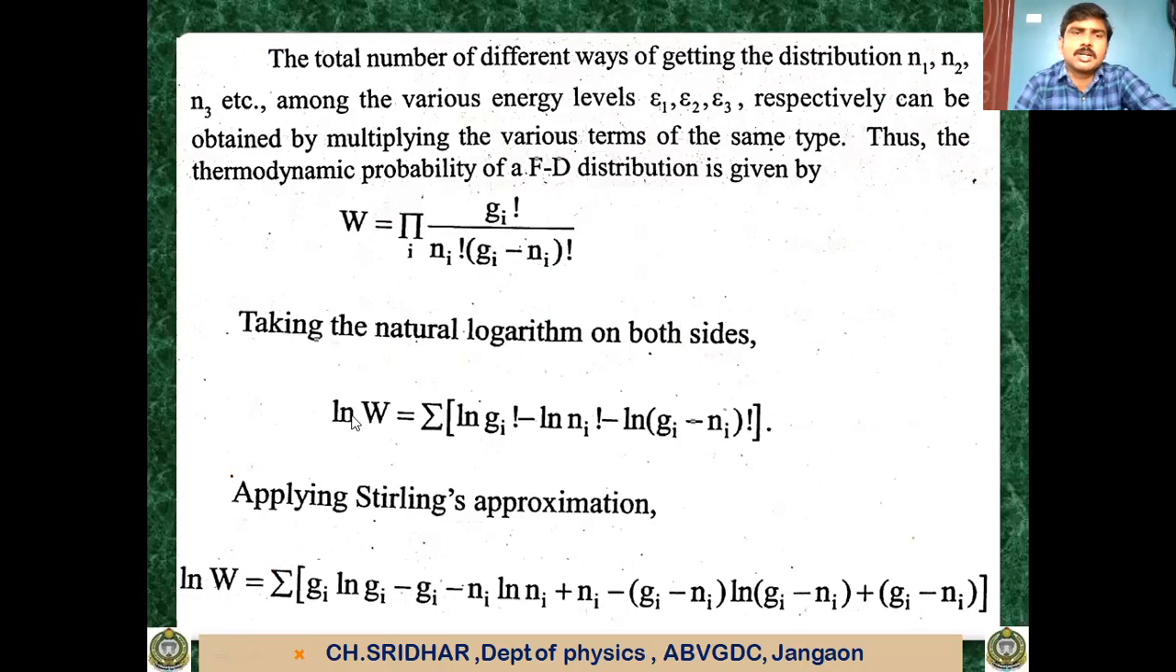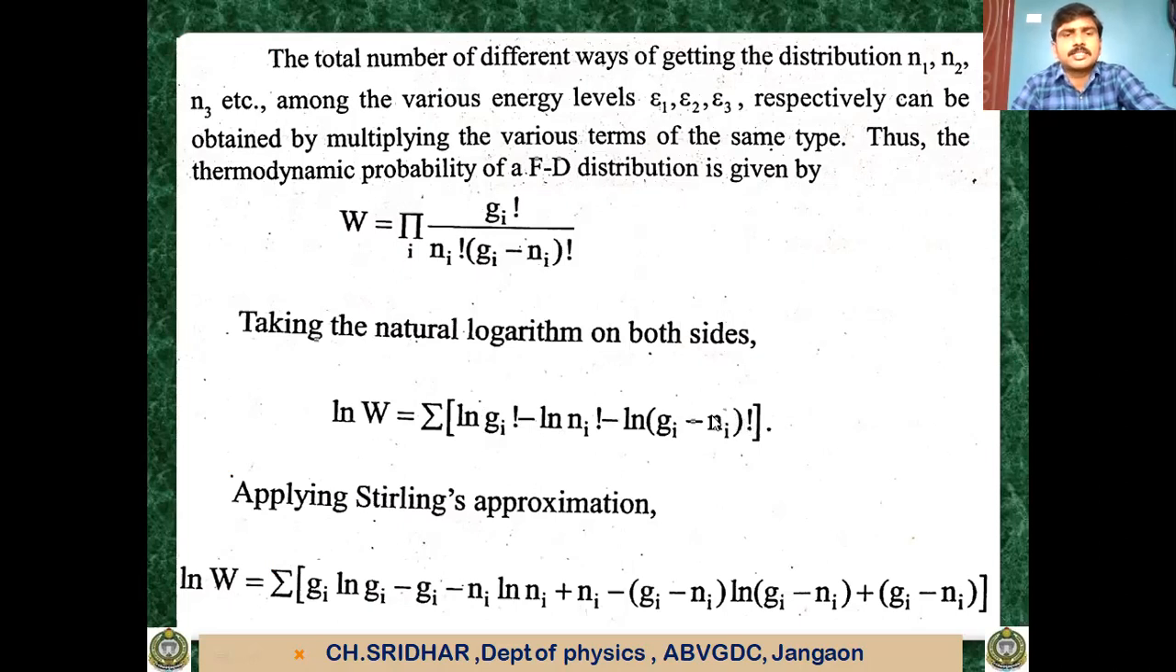this is log W is equal to, so when you are applying log, this product will be replaced by a sum. Since log of A times B is equal to log A plus log B, like that we can write the product by summation. So summation of log Gi factorial minus log Ni factorial minus log of Gi minus Ni factorial.